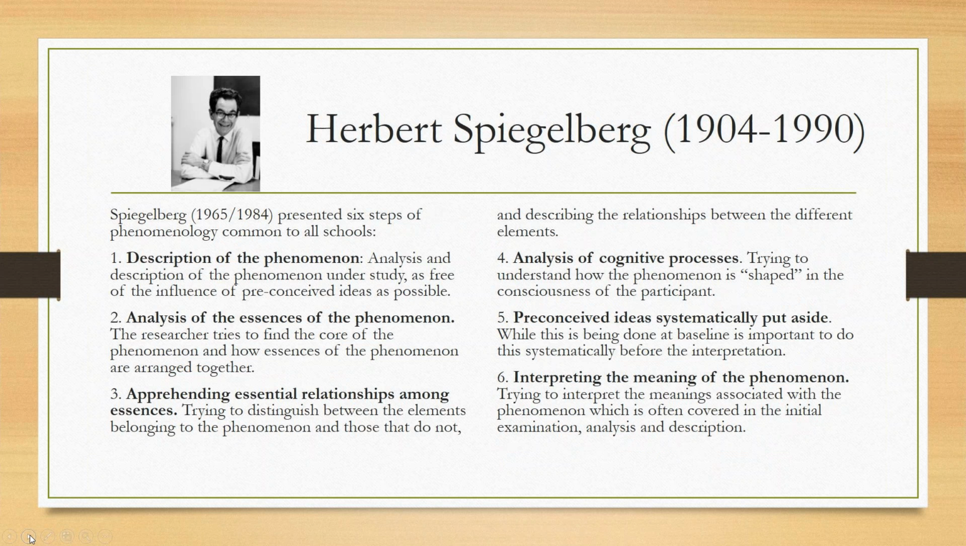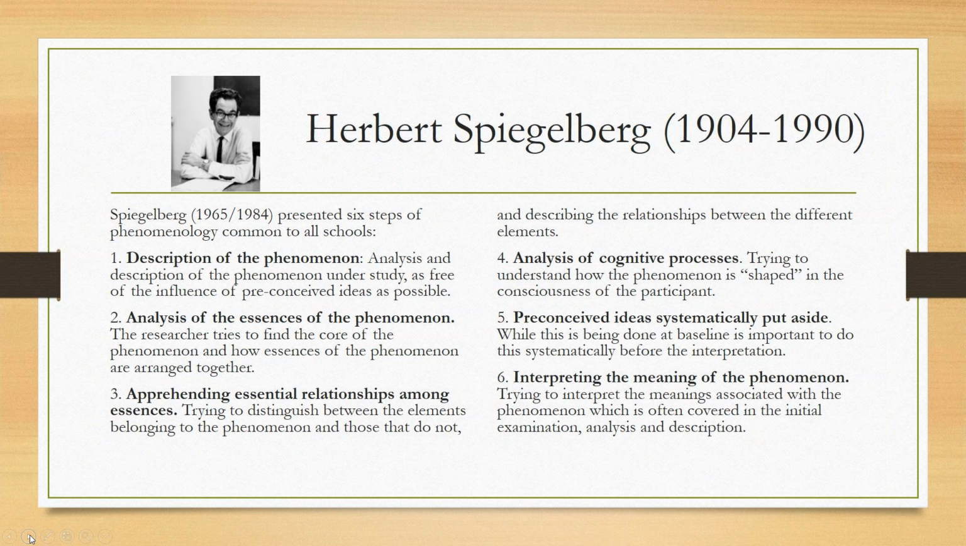Now, Herbert Spiegelberg, that I have mentioned before, and I'm a great fan of him, has presented 6 steps of phenomenology common to all schools of phenomenology. The first is description of the phenomenon. The second, analysis of the essences of the phenomenon. So you have both the essence of the phenomenon and the essences. So the phenomenon has an essence, and that essence is made of many different essences.